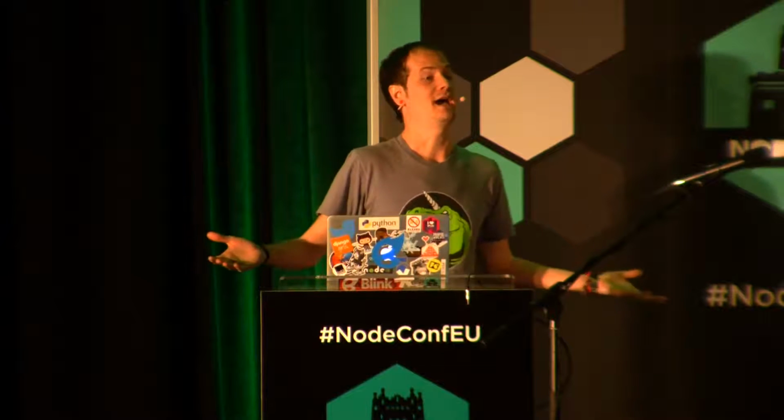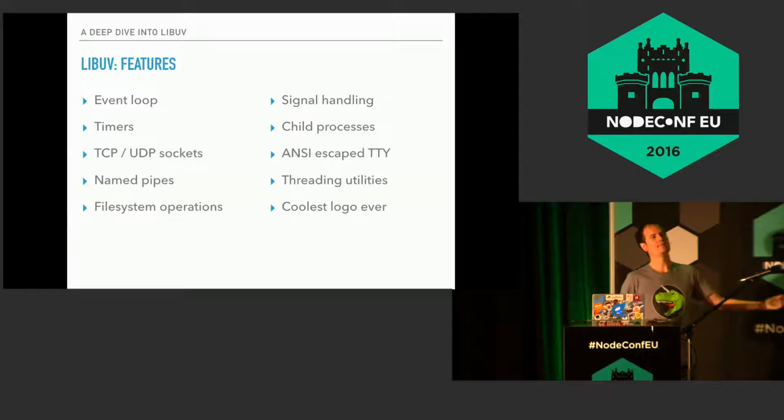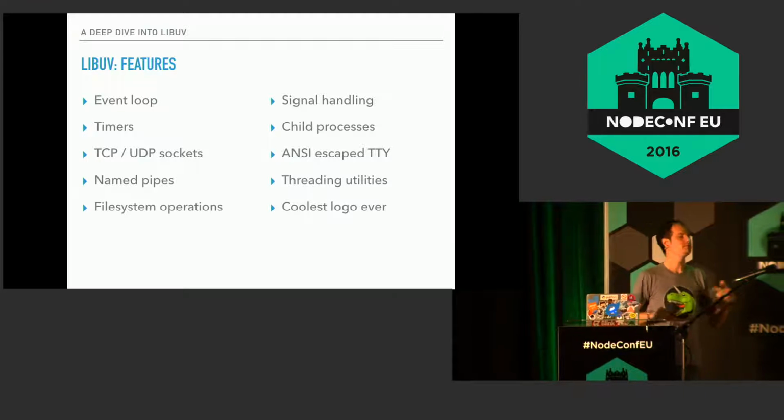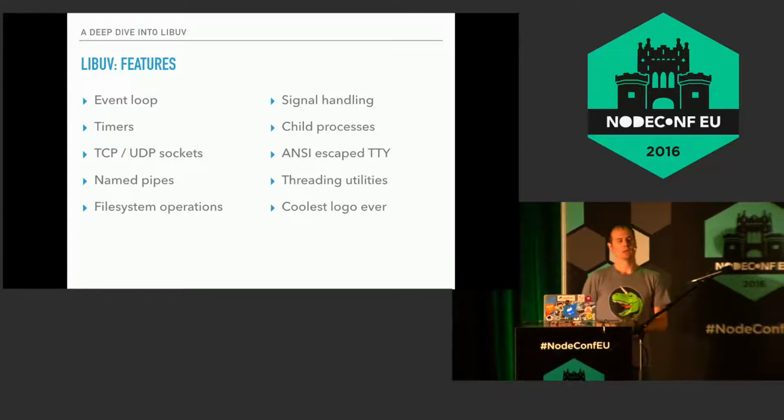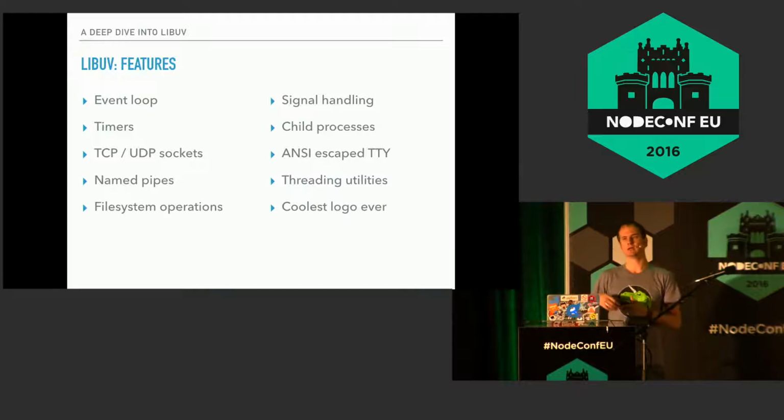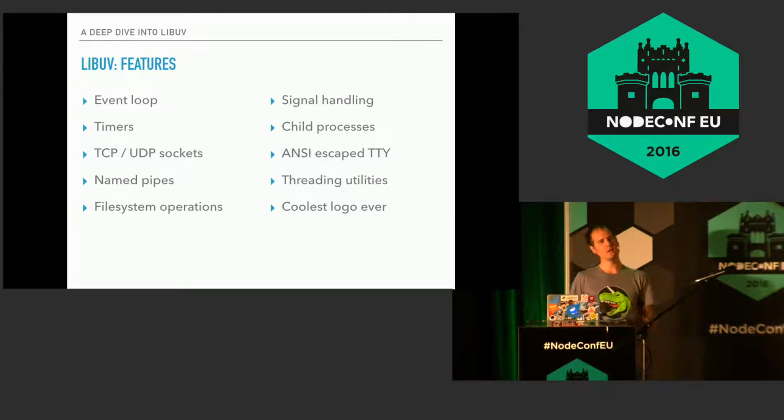So what features do we have? We are an event loop that can do TCP connections, can do UDP, can do your TTYs and your pipes, processes, signals, file system APIs. And we do that with a consistent cross-platform API, and in a way that you don't have to think about it. The idea is we take care of the hard stuff, so you don't have to.